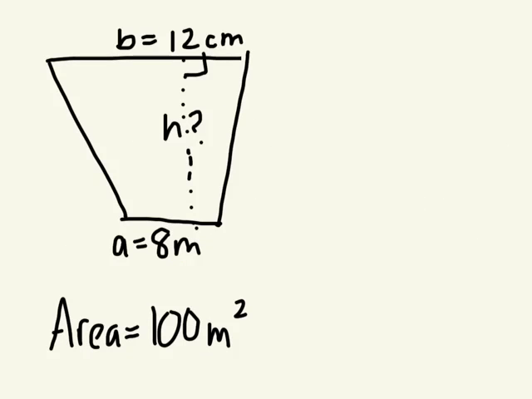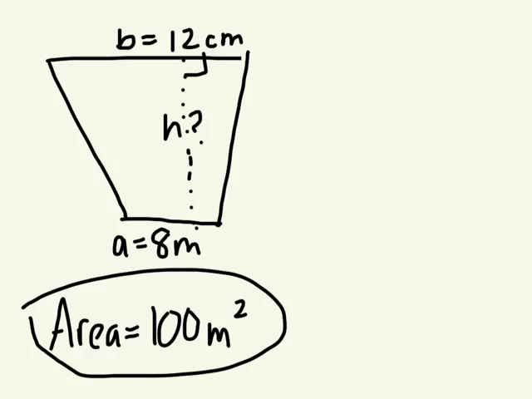Okay, so in this question, you're given the area of the trapezoid, and you're told the front and the back widths. So the front is 8 meters and the back is 12 meters. Sorry, not centimeters. That should be 12 meters. And the question says, what's the length of the yard from the front to the back?